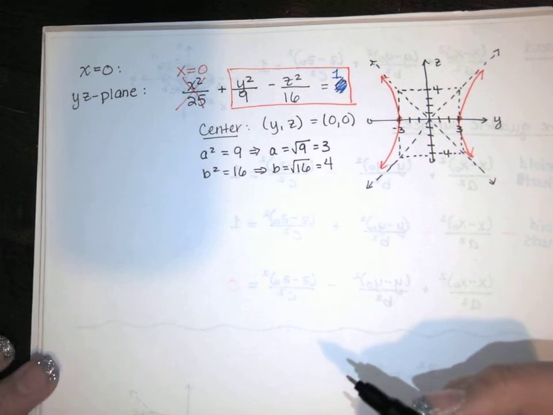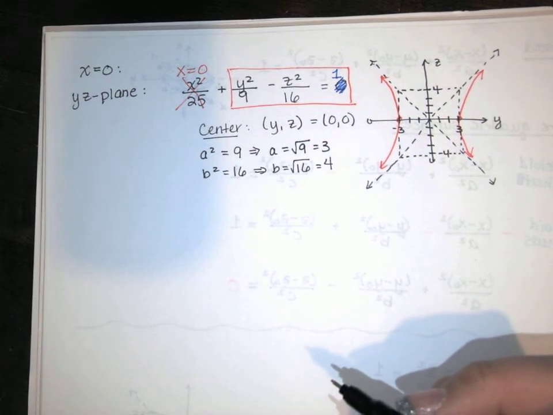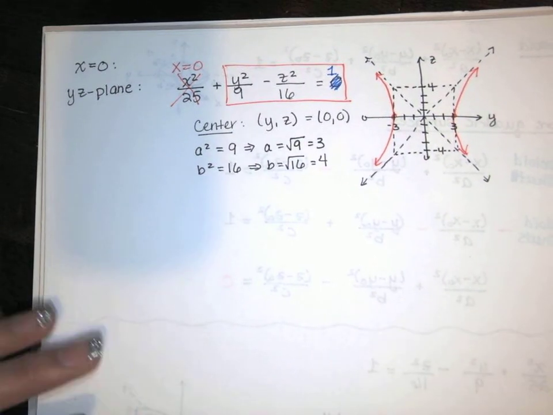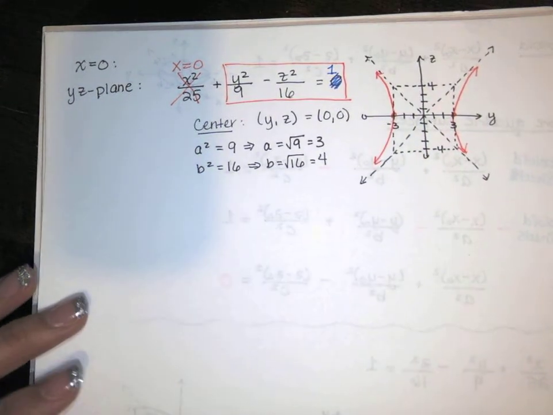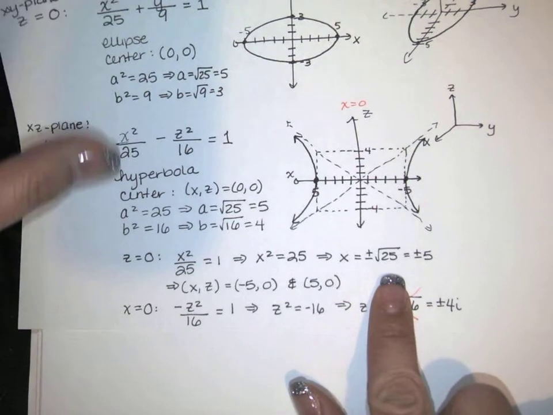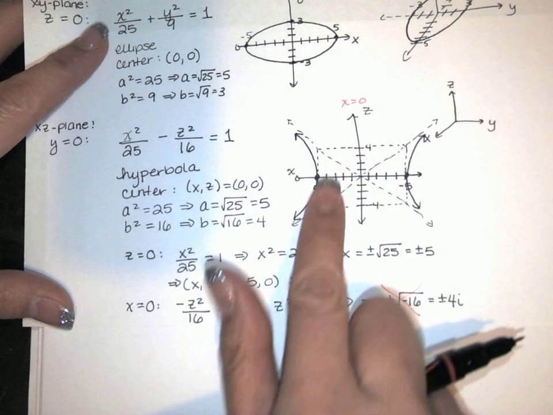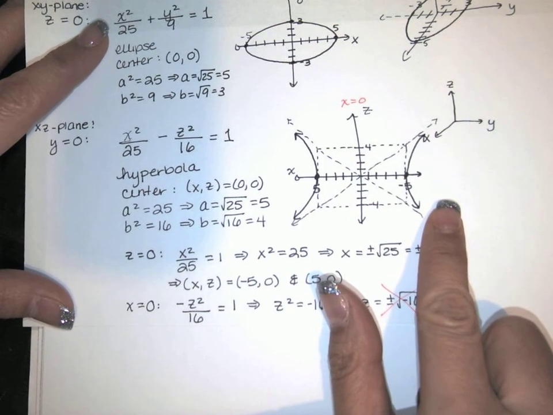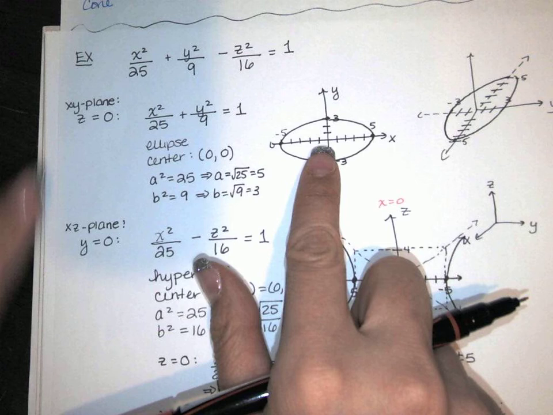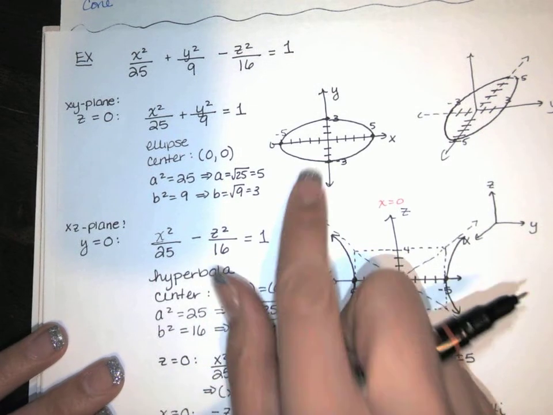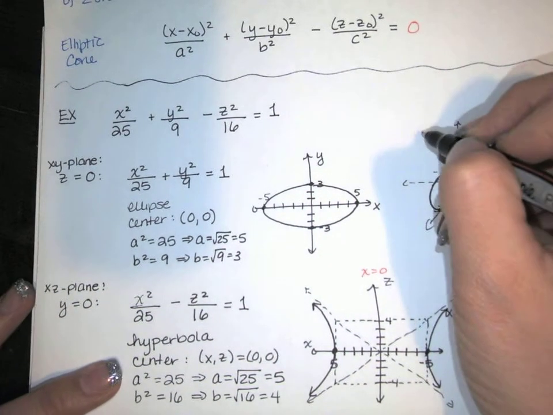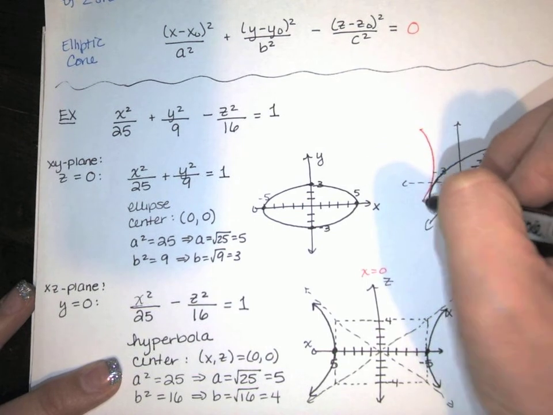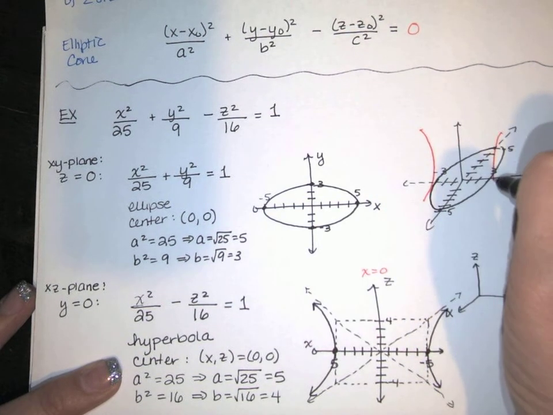Now we want to put all 3 of these pieces together. I've got something that opens on the y-axis in the yz plane. And then in a perpendicular plane, the xz plane, it opens on the x-axis. And then this is what it looks like in the xy plane. So we try to put all 3 of those pieces together. It's a little bit hard to see. It's going to look something like this.